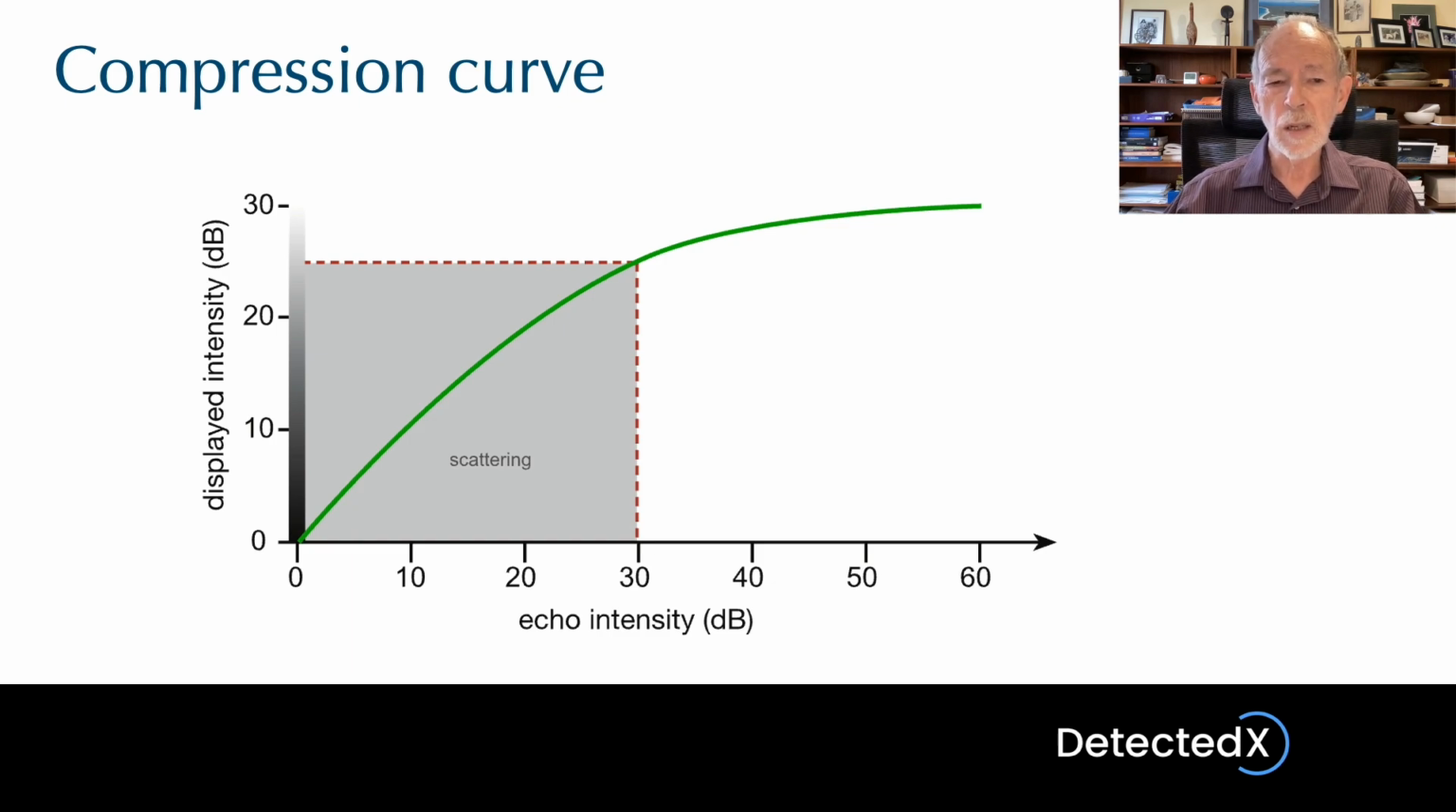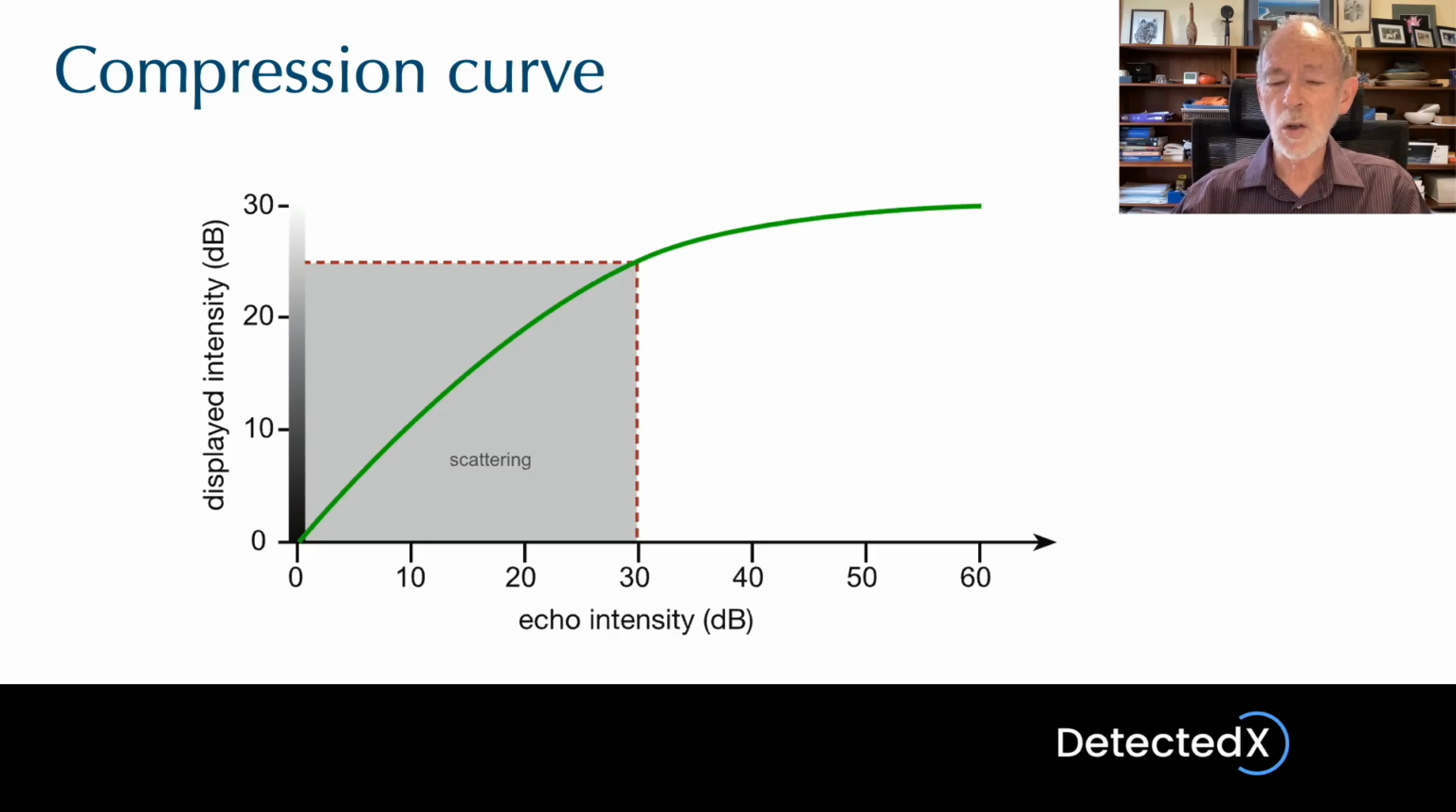The green line shows us how echo intensities are mapped into displayed intensities on the screen. For example, if you follow the red dotted line, if I had an echo with an intensity of 30 decibels, then we follow that vertically up to the green line and then go horizontally across to the vertical axis, and we see that this would be displayed with a value of around 25 decibels. You'll notice something here, that this curve flattens off as it gets to the higher intensity values.